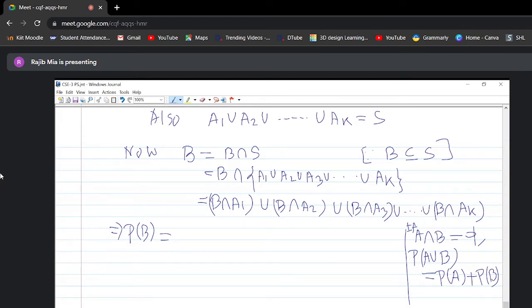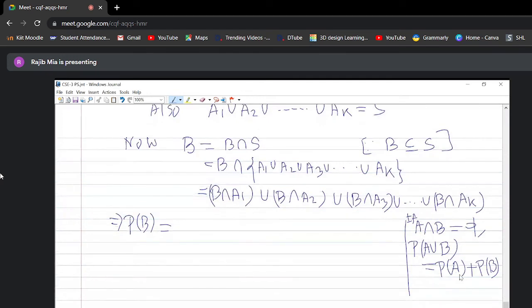So you can apply this here. Before that, you have to check whether these events are mutually exclusive or not. Are the events from B intersection A1 to B intersection AK mutually exclusive events? So how to prove this? These events are mutually exclusive events.